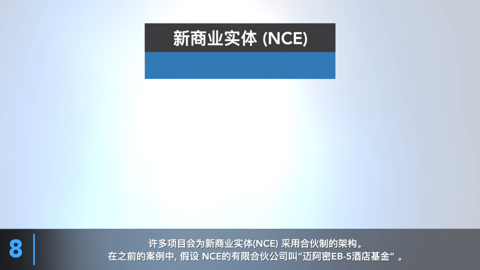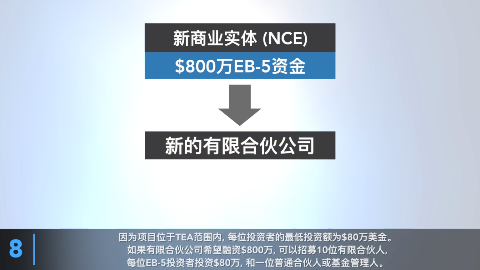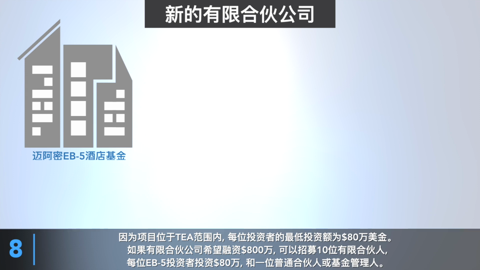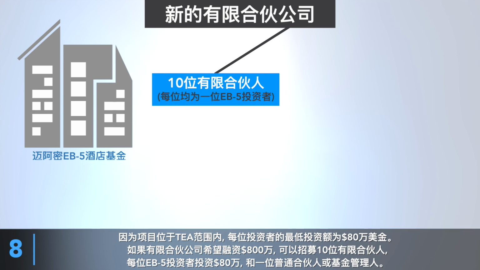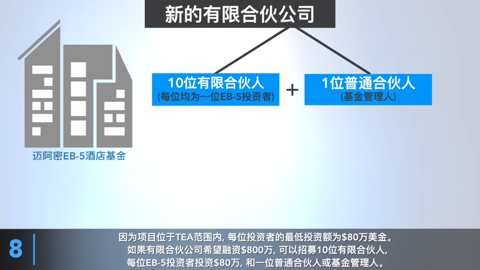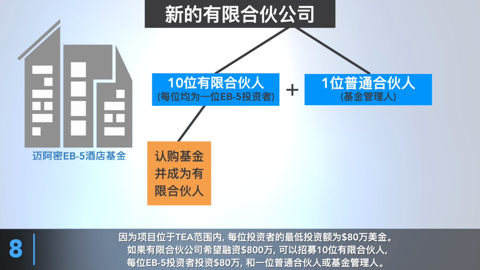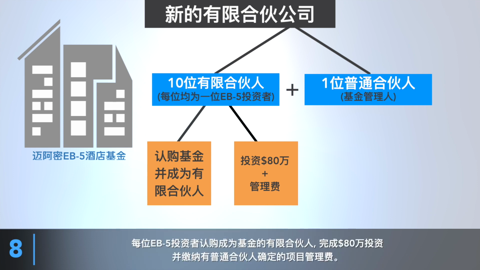Many projects use a partnership structure for the new commercial enterprise, or NCE. In our example, let's say the NCE is a limited partnership called EB-5 Hotel Fund Miami. Since the project is in a TEA, the minimum investment per investor is $800,000. If the partnership wants to raise $8 million, it would accept 10 limited partners, each an EB-5 investor who invests $800,000, and one general partner or manager of the fund. Each EB-5 investor subscribes as a limited partner to the fund and invests $800,000 plus any administrative fees, which are determined by the general partner.